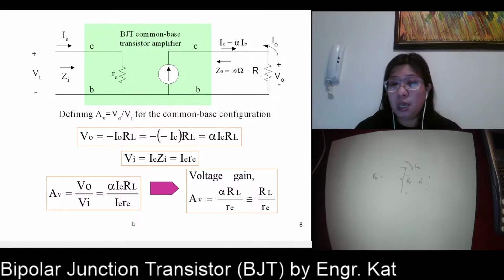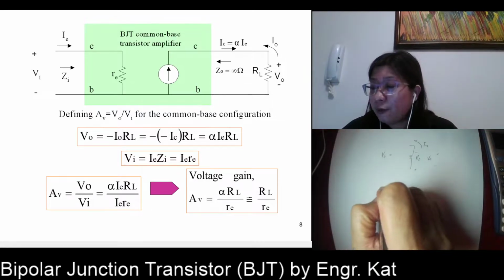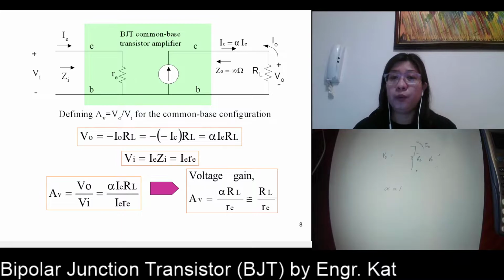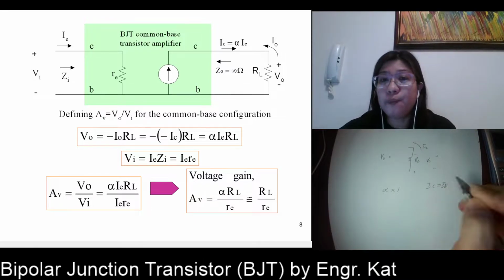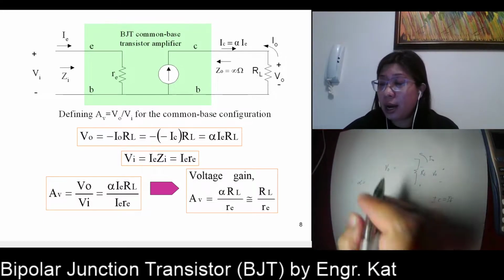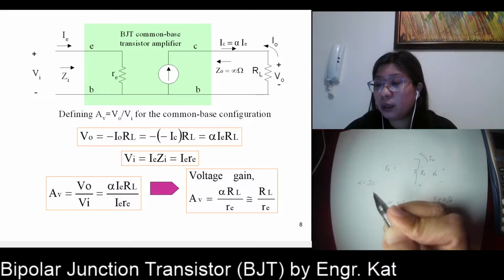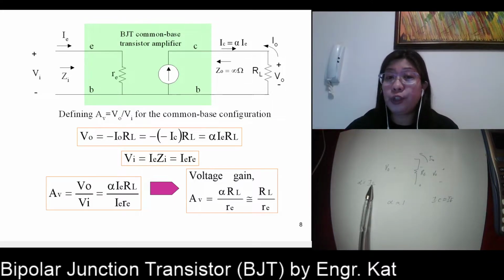But what did we learn from our previous discussion? We say that alpha is approximately equal to 1. Its value is always lesser than 1, but approximately equal to 1. Why? Because IC is approximately equal to IE. Alpha is the ratio of your output current, which is the collector current, and your emitter current.